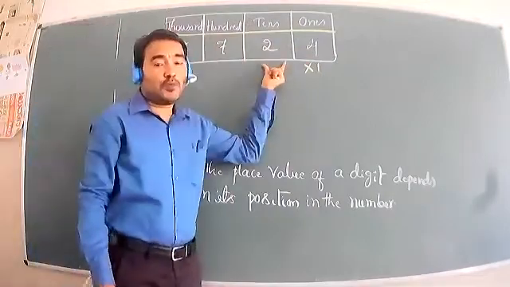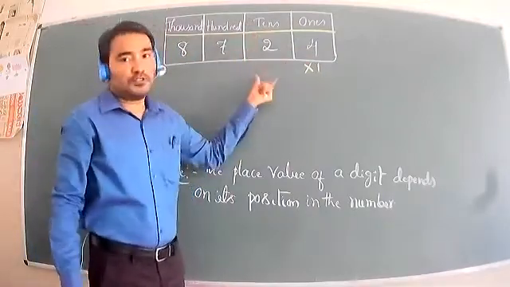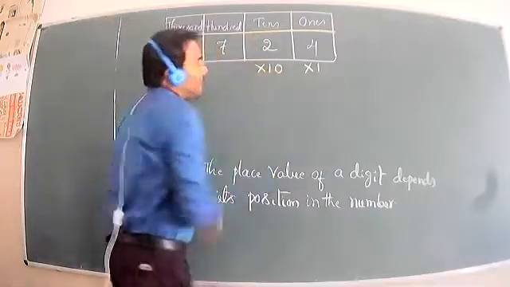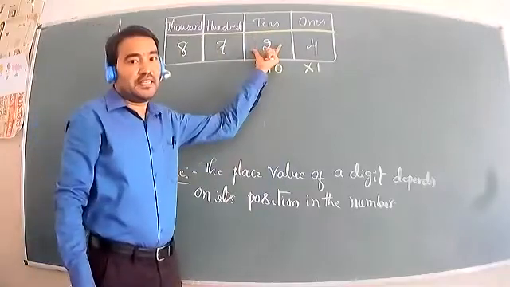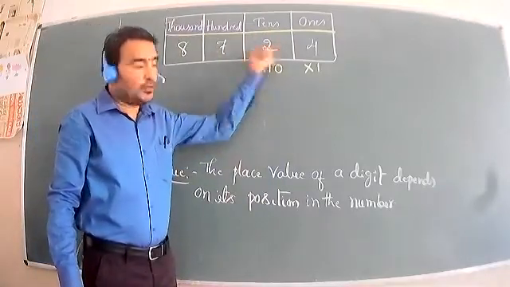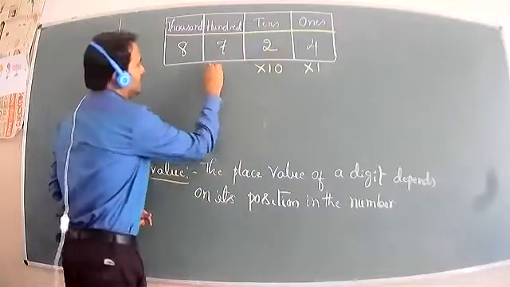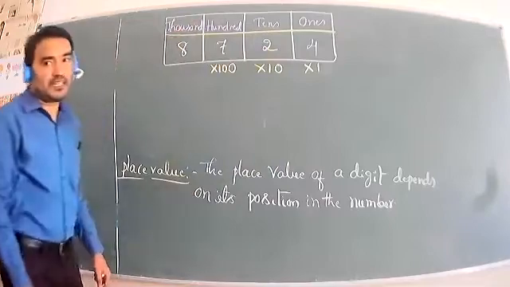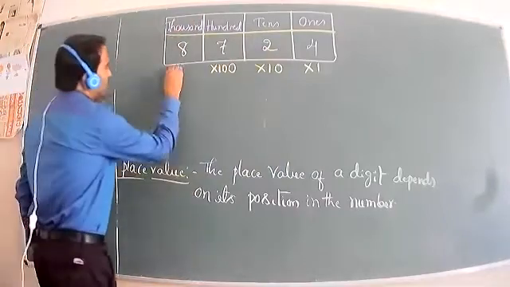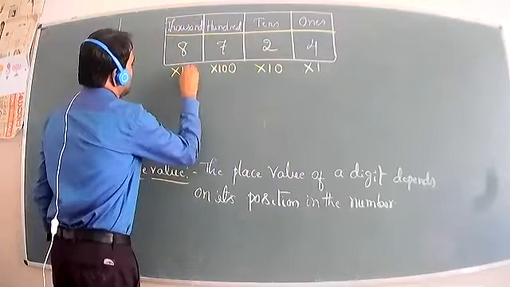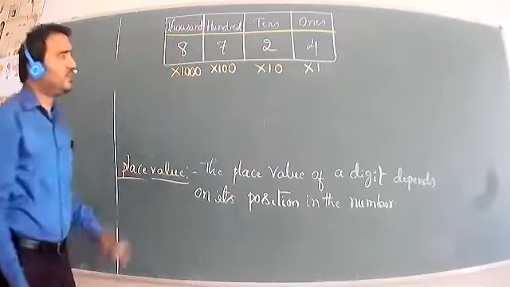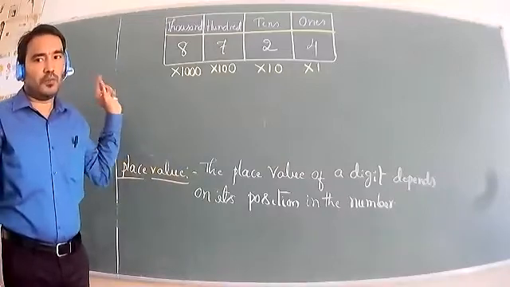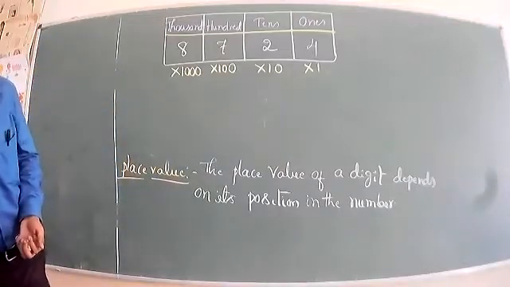Next, go for tens. How much to multiply? It is tens. We should multiply by 10. We multiply by 10, and we get the tens value of the digit. Okay. Now go for 100. We multiply by 100, and we get the place value of the hundreds place. Okay. Now in this number, 1000. Keep in mind, we have to learn this concept easily, to understand place value. Okay. So now we understand.